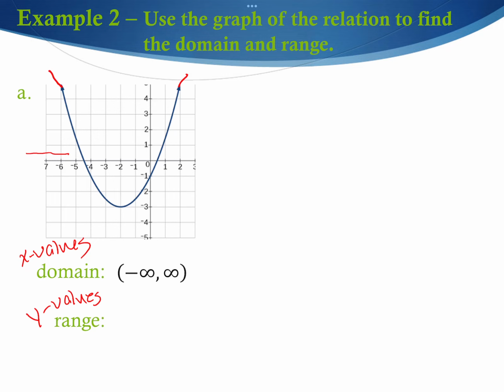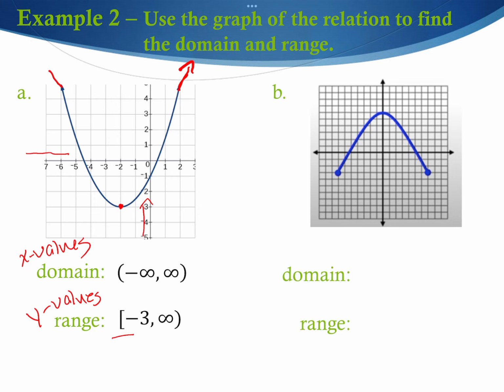Our range is our y values, so you start at the bottom of the graph and read up. Our smallest y value is right here at -3. And then the graph continues forever, so it goes to negative infinity. So our range is -3 to infinity. I have a bracket on my -3 because it can equal this. It's a solid little point right there on our line.